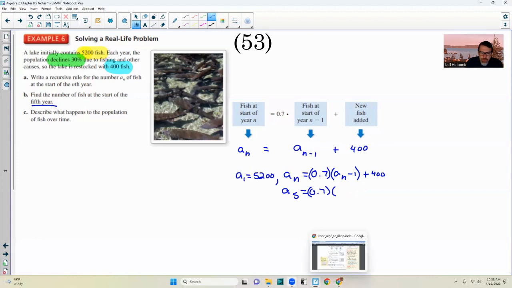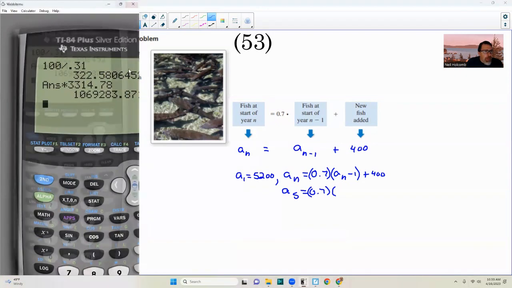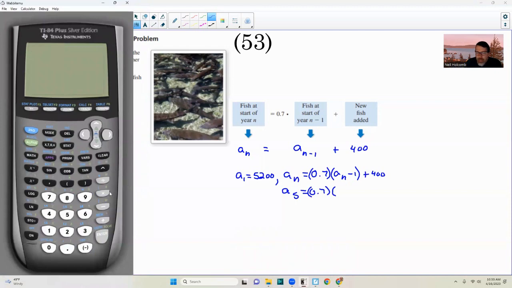So I'm going to open up my calculator, hit clear, and put 5,200 in my calculator. So there's my first term. Now I want to take 0.7 times my answer plus 400. So I want to take 70% of 5,200 and add 400. And when I do that, I get 4,040. So that's a sub 2.